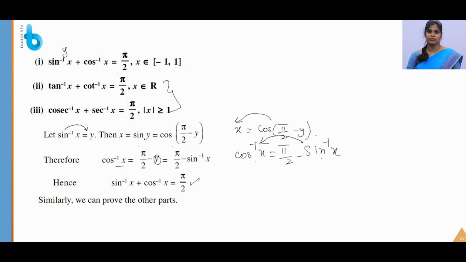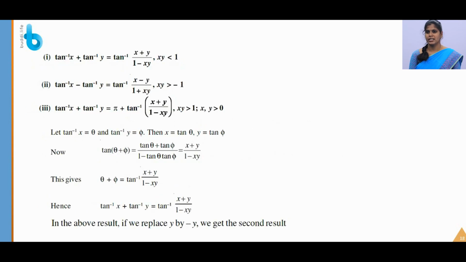Okay. Next we will go for the next set of properties. See, tan inverse of x plus tan inverse of y equal to tan inverse of x plus y divided by 1 minus xy. Similarly, in the same way you have some properties in the trigonometric functions also. So here also we will just prove the first one, the remaining you can practice in the same way. For proving this, I am just taking tan inverse of x as theta and tan inverse of y as phi. Okay, this symbol is called phi.